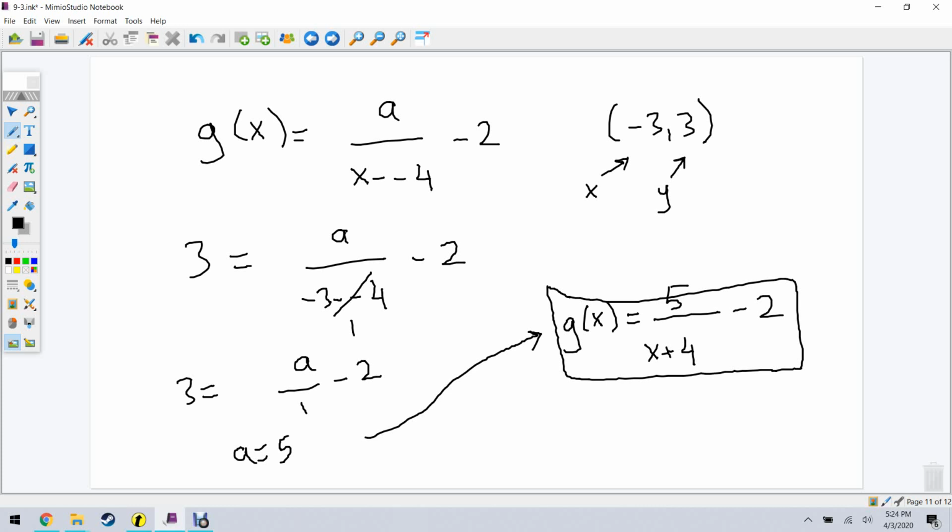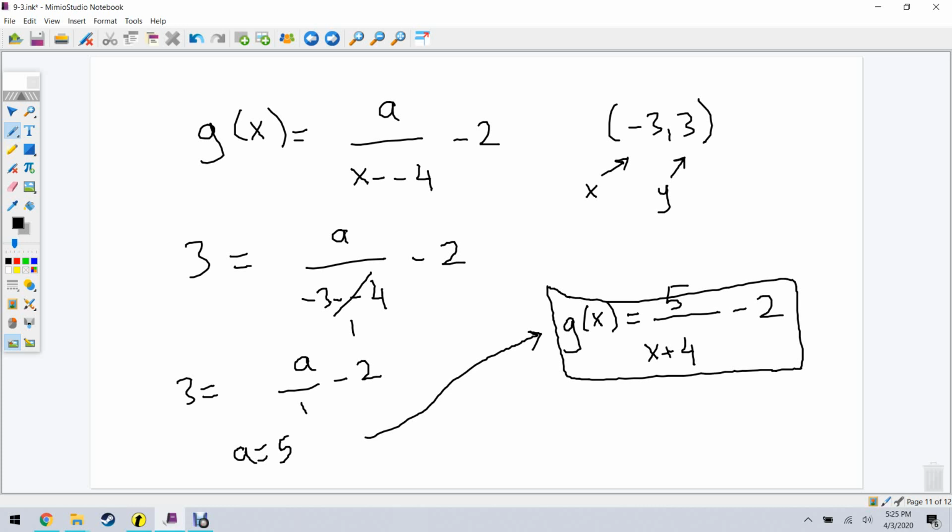Okay, let's look at the check question for the example on page 472. The answer is: domain is x is other than 1, range is y is other than 3. That's what it is. And the very last check question, the answer, page 472 again: a is negative 6, h is negative 1, k is 2.